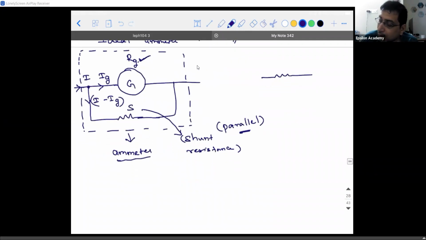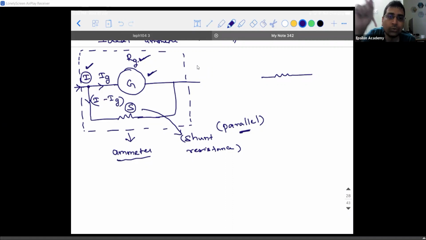So the question is, how much should be the value of the shunt resistance that you need to connect so that you can design an ammeter of a required range? Suppose I say you design an ammeter which can measure a maximum of 5 ampere. Keeping 5 as the upper limit in mind, you need to connect a particular resistor in parallel across the existing galvanometer, so that the whole circuit is now an ammeter with a range of 0 to 5 ampere. So how much is the value of S?